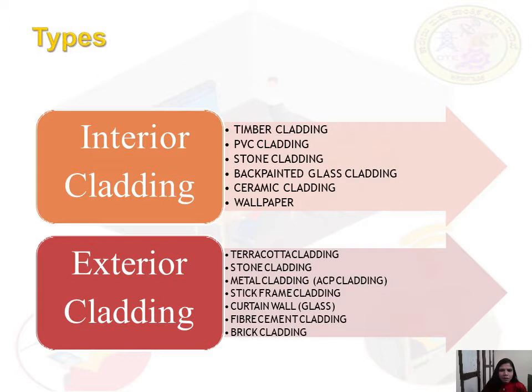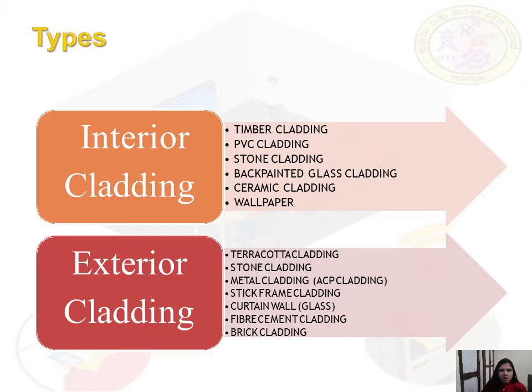In the interior cladding, you will be coming with timber cladding, PVC cladding, stone cladding, back painted glass cladding, ceramic cladding, wallpaper cladding. These are all some of the interior claddings.